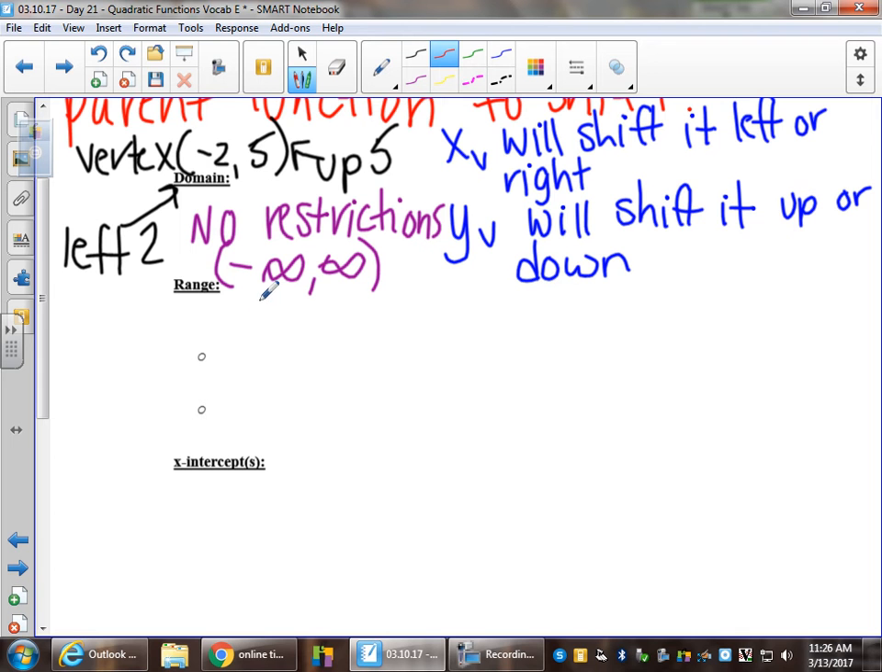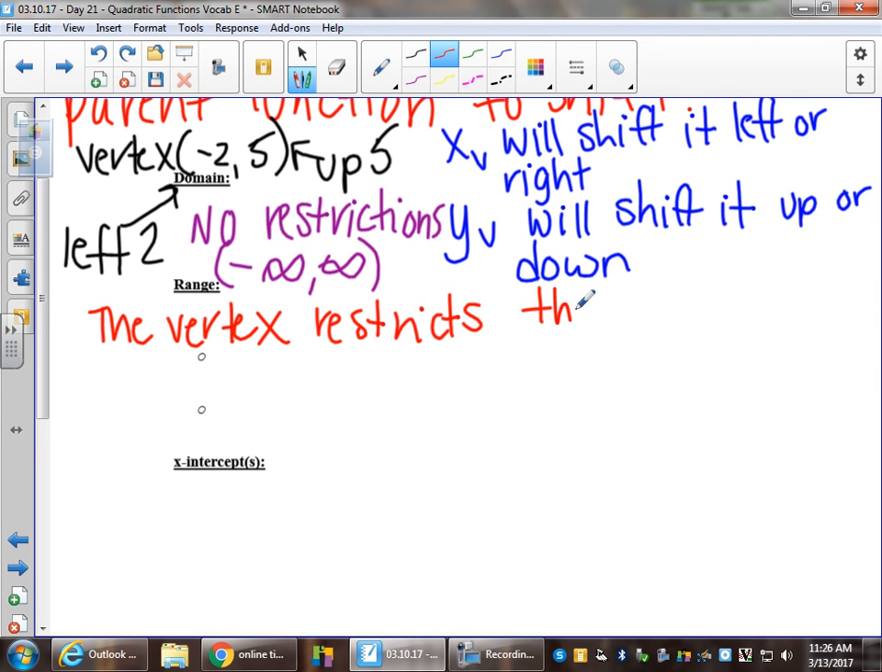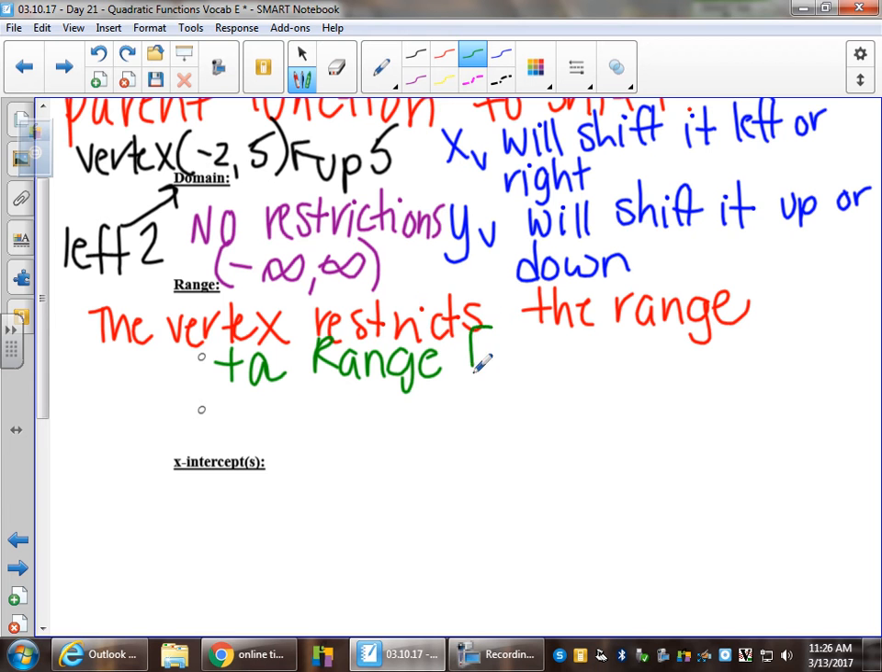Range, the vertex restricts the range. When A is positive, your range will be in this form. Y value of the vertex, comma, infinity. And your graph will go up with your vertex being xv, comma, yv.